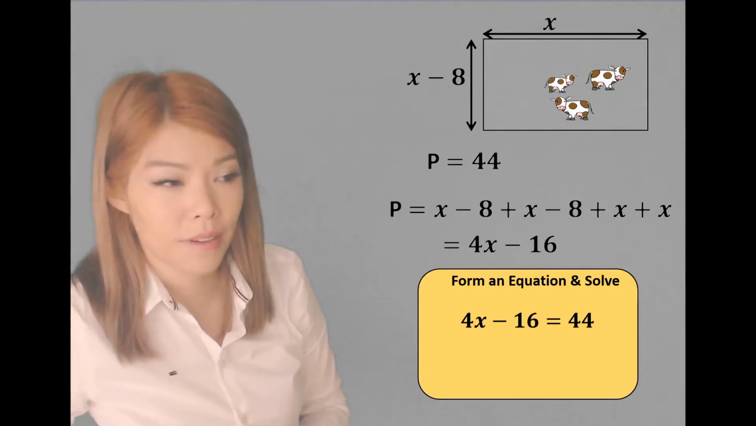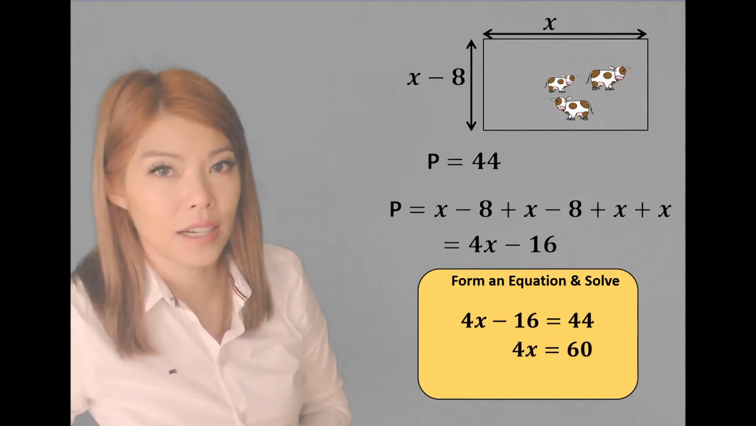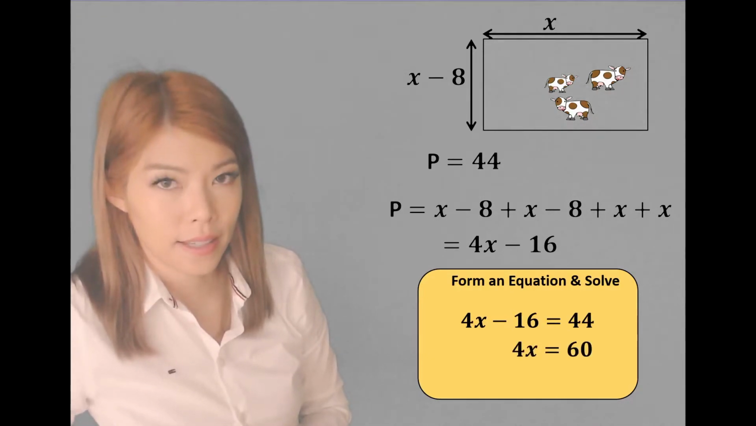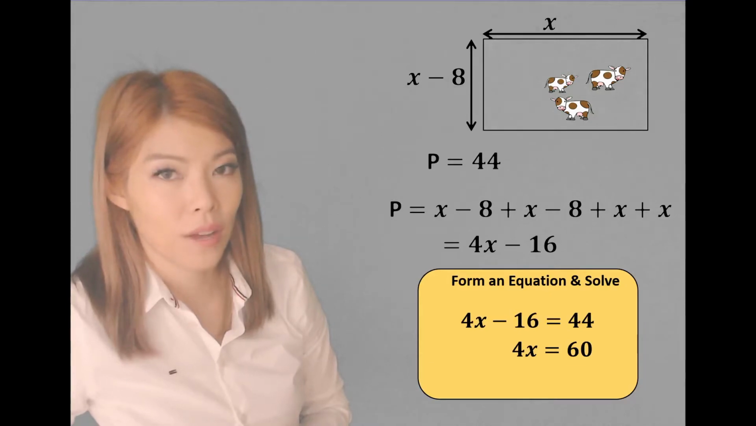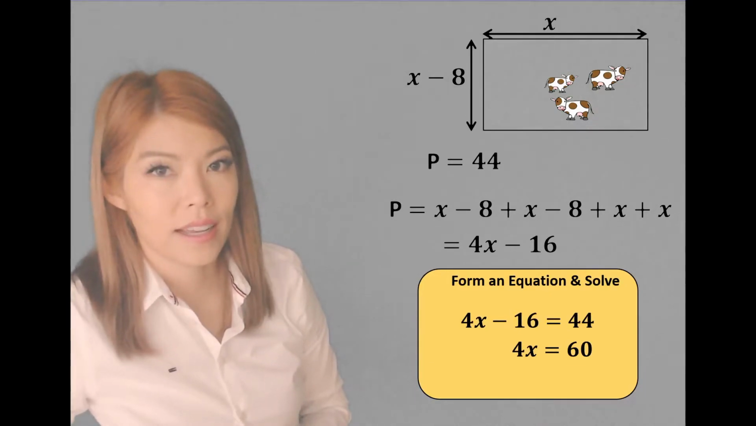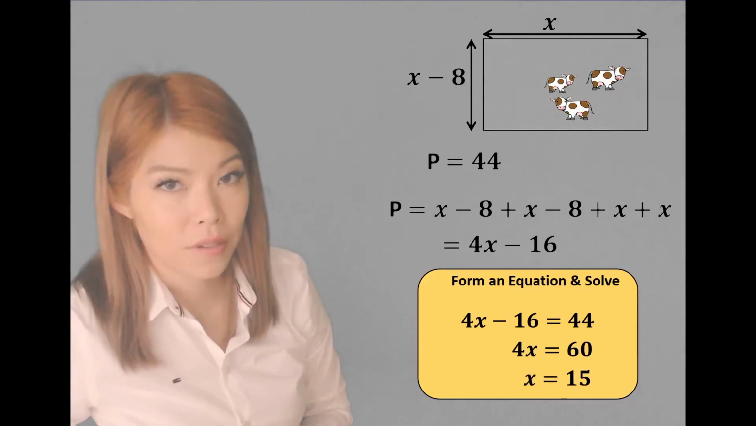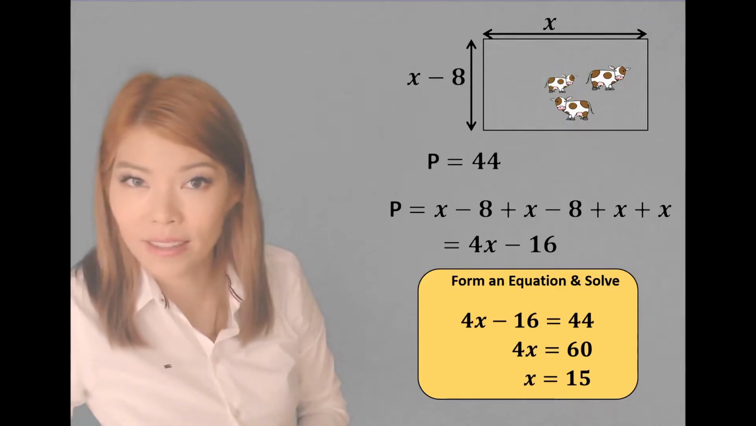How do we simplify this? So first of all, get rid of the 16 from the left by adding 16 on the other side. So 44 plus 16 is 60. And then we have to get rid of the 4. So dividing by 4 on both sides, we get 60 divided by 4 is 15. So x is 15. And check, have we answered the question?